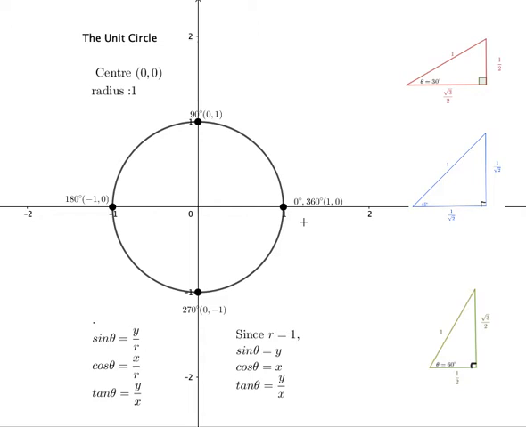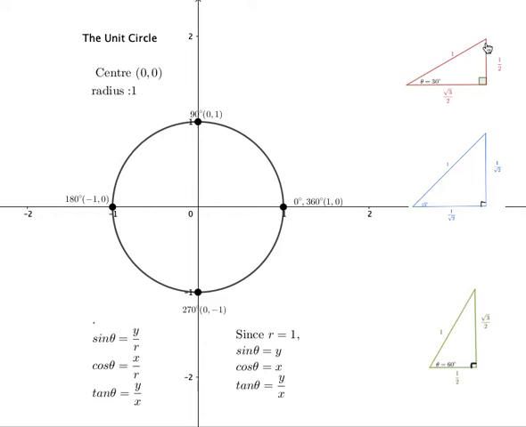The same argument can be made for 90 degrees. The cosine of 90 degrees is 0. The sine of 90 degrees is 1. 180 has a cosine ratio of negative 1. The sine of 180 degrees is 0. At the bottom of the circle, 270, the cosine of 270 is 0. The sine of 270 is negative 1.